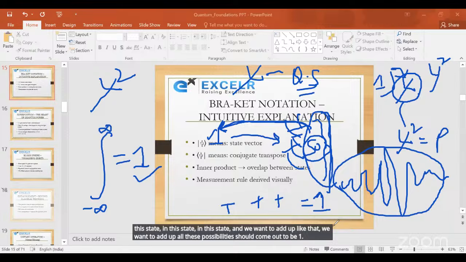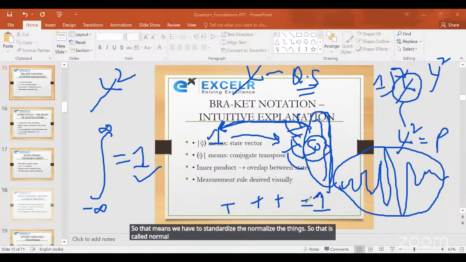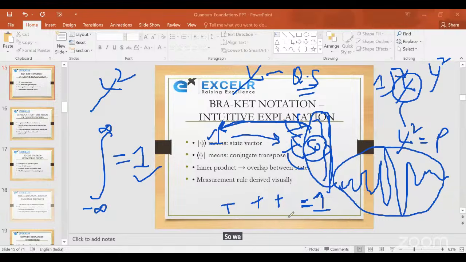The word normalization comes from normalize. Normalize means standardize. So what is the standard here? There has to be some standard. The standard here is to make the probability 1. So all the possibilities should come out to be 100%, or when we talk about probability, it should come out to be 1.